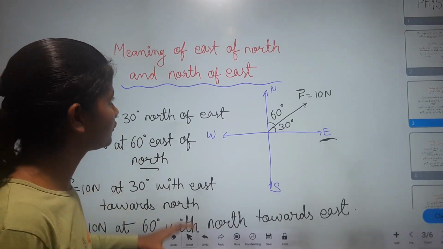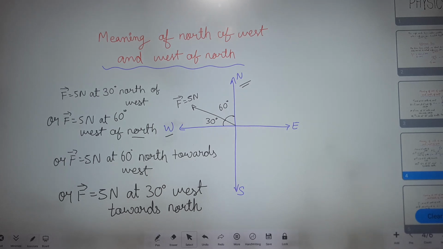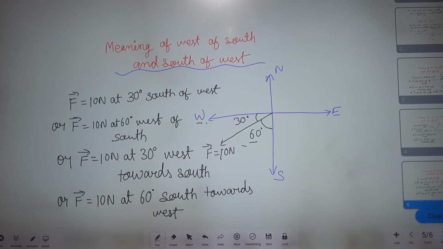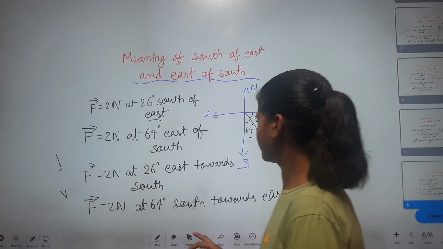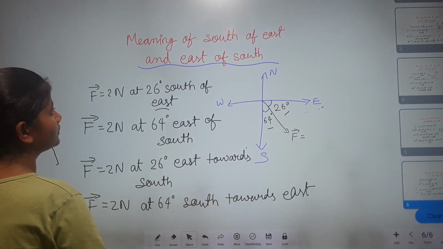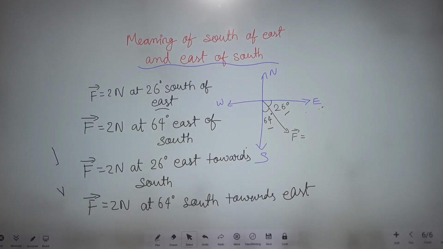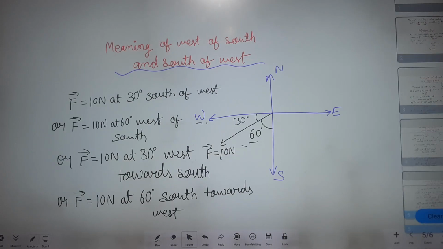After that, we discussed the meaning of east of north and north of east, then the meaning of north of west and west of north, and the meaning of west of south and south of west, and lastly, the meaning of south of east and east of south. Okay. So I hope you understand the whole video.